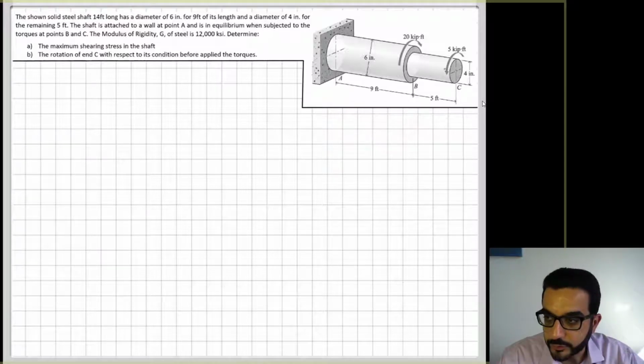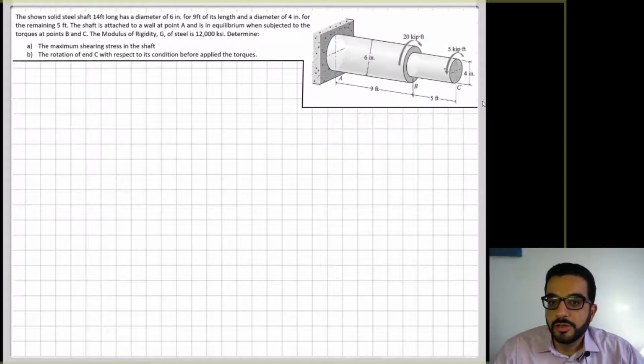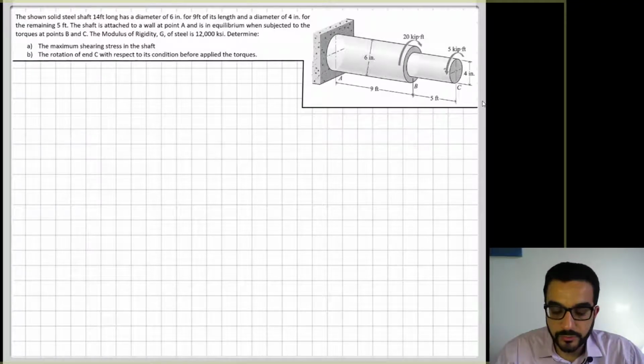The problem asks for the maximum shear stress in the shaft. Anywhere along the shaft, we are searching for the maximum shear stress that develops in the whole shaft, and then the rotation of point C relative to its original position.